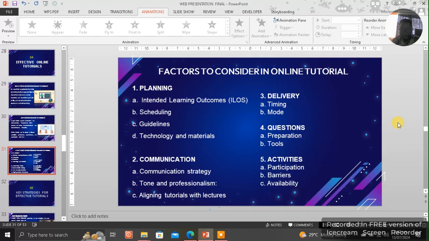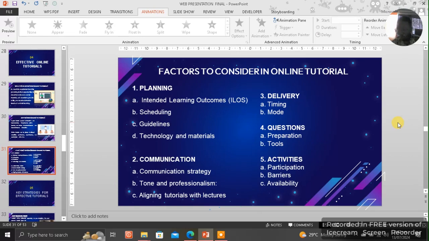Then the next one is delivery. You check your timing, as I've said earlier. You check your timing, you check your mood. When you go to the fourth one, which is question, prepare enough assessment: diagnostic assessment, formative assessment, summative assessment. You prepare all those things down. The tools, the mode, what you do, the quizzes, the presentations, the tests, whatever, so that everybody will participate.